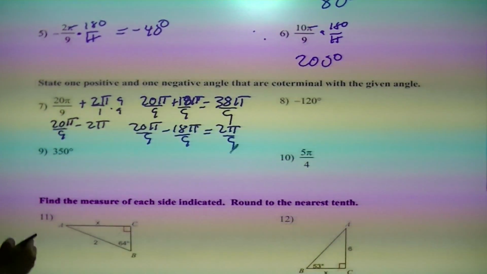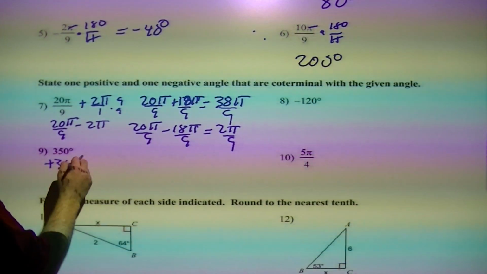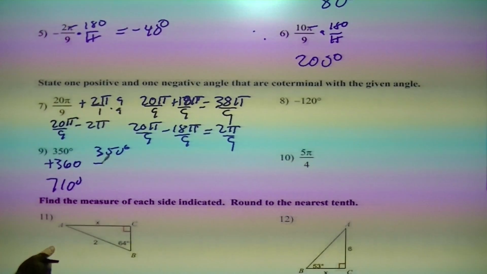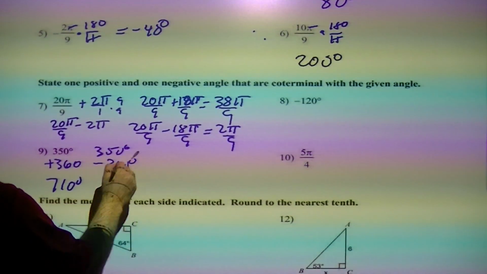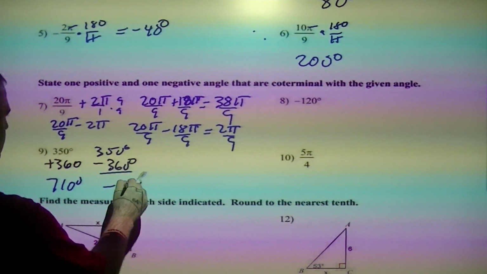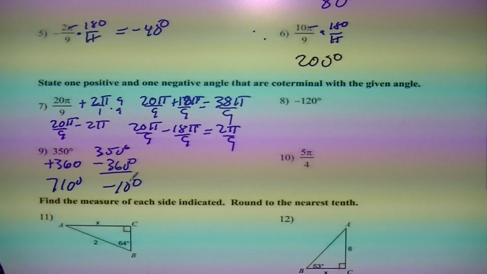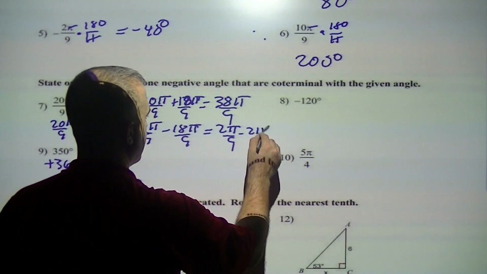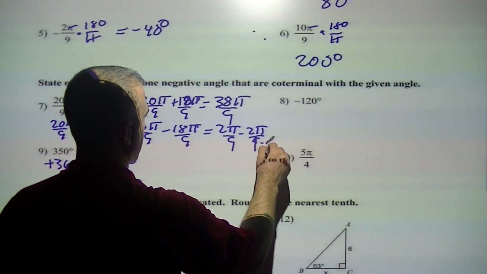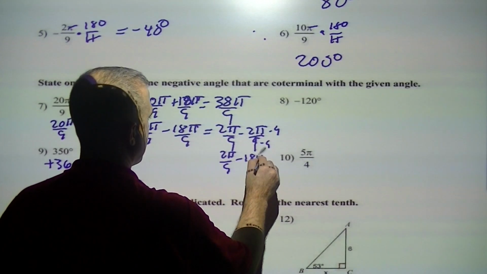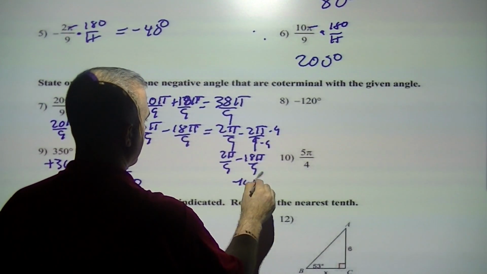Okay. For the degrees, it's pretty simple. I'd add 360, which would be 710. And if I subtract 360, I get negative 10 degrees. On this one, if they wanted to actually get a negative, I'd have to subtract 2 pi again, which would be 2 pi over 9 minus 18 pi over 9, which would be negative 16 pi over 9.